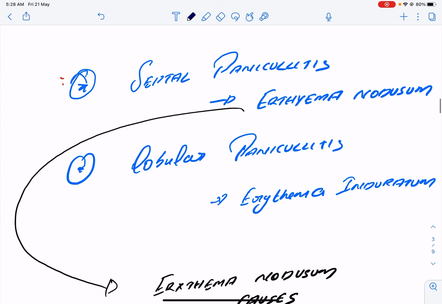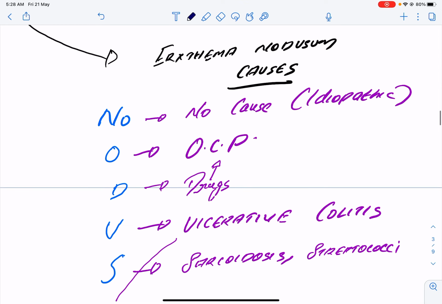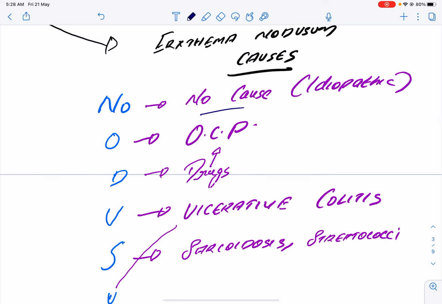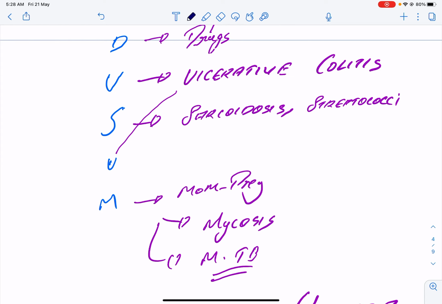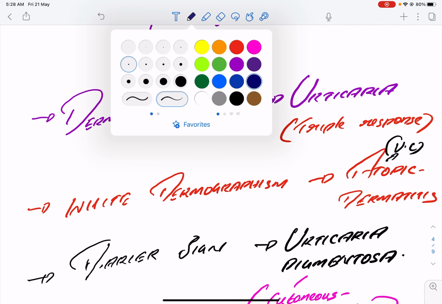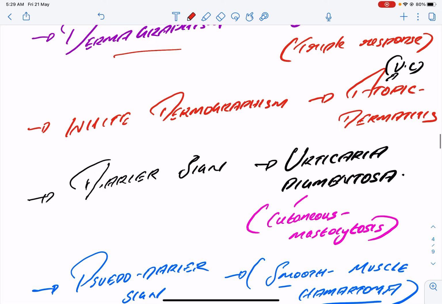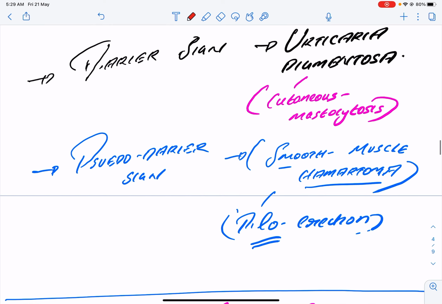Then we talked about some diseases like septal panniculitis, where you see erythema nodosum, and lobular panniculitis with what? Erythema induratum. Erythema nodosum, some causes, remember NODOSUM: N for no cause, idiopathic, OCP, drugs or ulcerative colitis, sarcoidosis and streptococci, pregnancy, mycosis and Mycobacterium tuberculosis. Then some signs we see with different diseases: dermographism in urticaria because of triple response, white dermographism in atopic dermatitis because of vasoconstriction, Darier sign in urticaria pigmentosa because of cutaneous mastocytosis, pseudo-Darier sign in smooth muscle hamartoma because of piloerection.